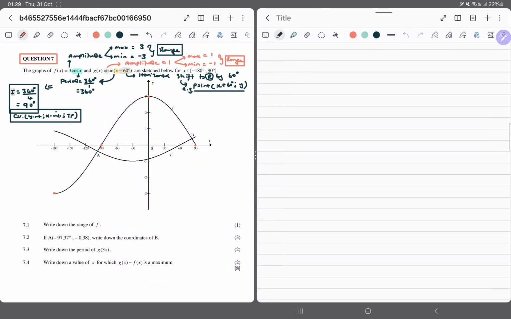We don't want to complicate this any longer. Let's look at the sine graph. Sine graph would start at 0, but now this has shifted 60 degrees to the right.